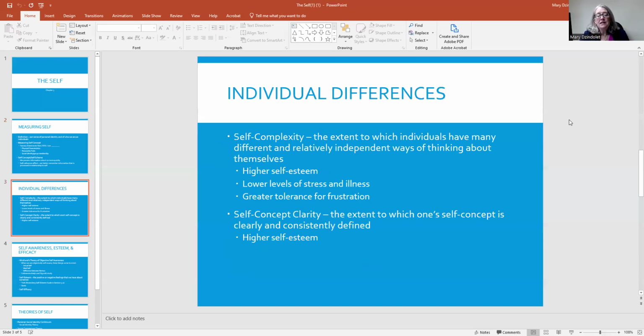Now, there are some ways in which our concepts of ourself, our self-schema, our self-concepts differ. And the 2 of them are complexity and clarity. Okay. And self-complexity is exactly what you think it's going to be. It's how many different and relatively independent ways you have of thinking about yourself.